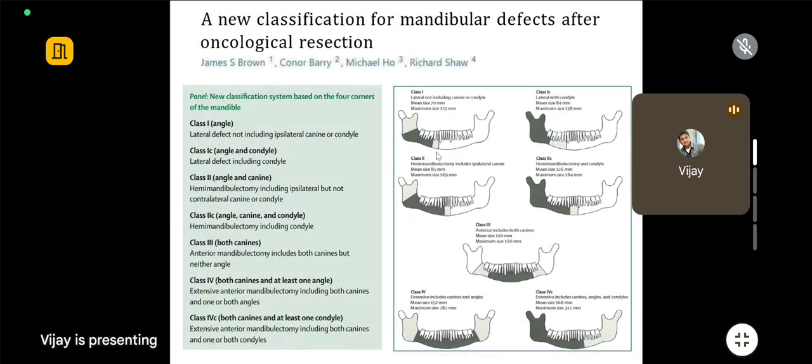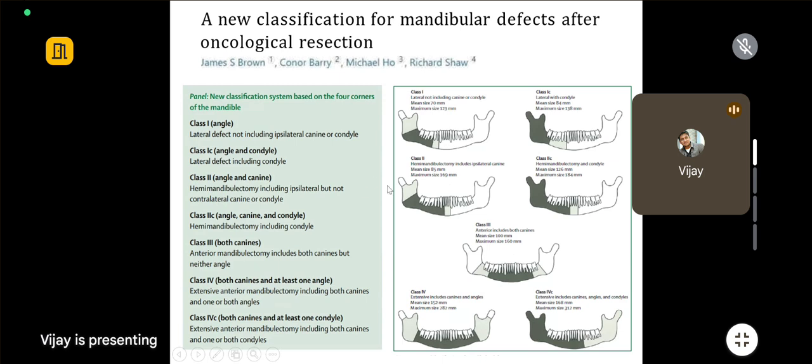A new classification for mandibular defects after oncologic resection was given by James Brown et al. in 2006. They classified into 4 classes. The letter C in every class means that it included the condyle. Class 1 is a lateral defect not including the ipsilateral canine or condyle, whereas 1C was a lateral defect including the condyle.